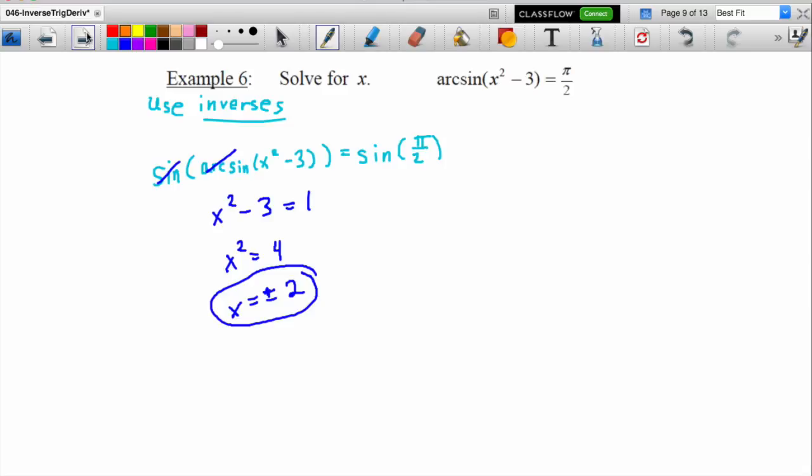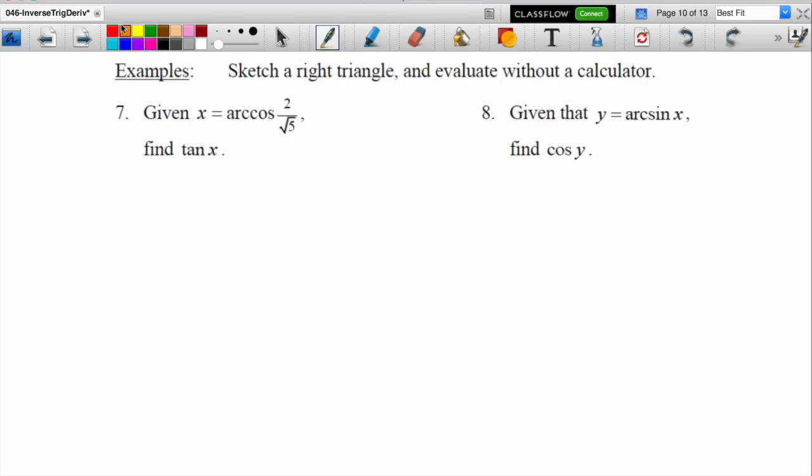Here we go. This will be the last one before I cut the video. Promise. All right, sketch a right triangle and then evaluate without a calculator. I'm actually just going to do example 7. That'll make it a little shorter. So given that x equals arc cosine of 2 over root 5, find tan x.